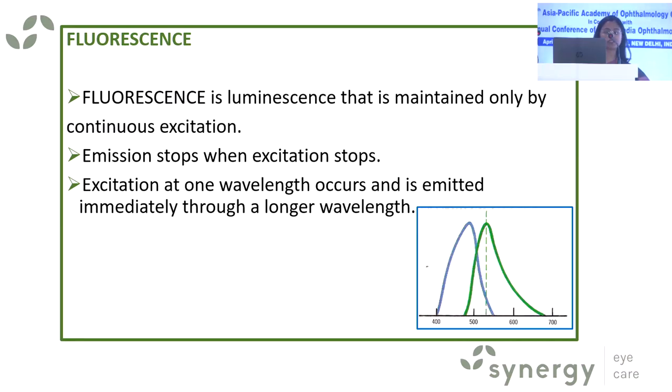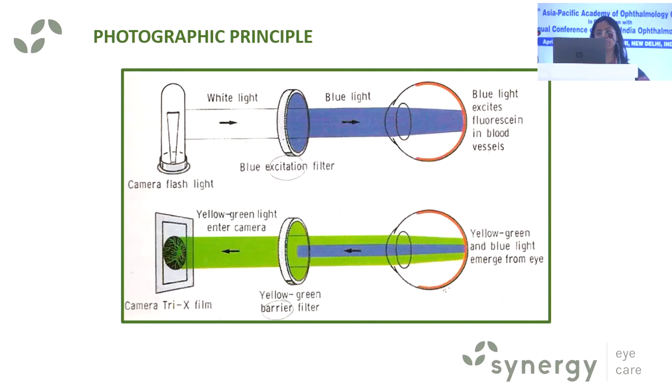Briefly about fluorescence. Fluorescence is the luminescence which is maintained only by continuous excitation. As soon as the excitation stops, the fluorescence also stops. So excitation occurs at a particular wavelength, that is somewhere around 465 to 490, which is the blue light, and then emission occurs at a longer wavelength, which is 510 to 530, which is the green light.